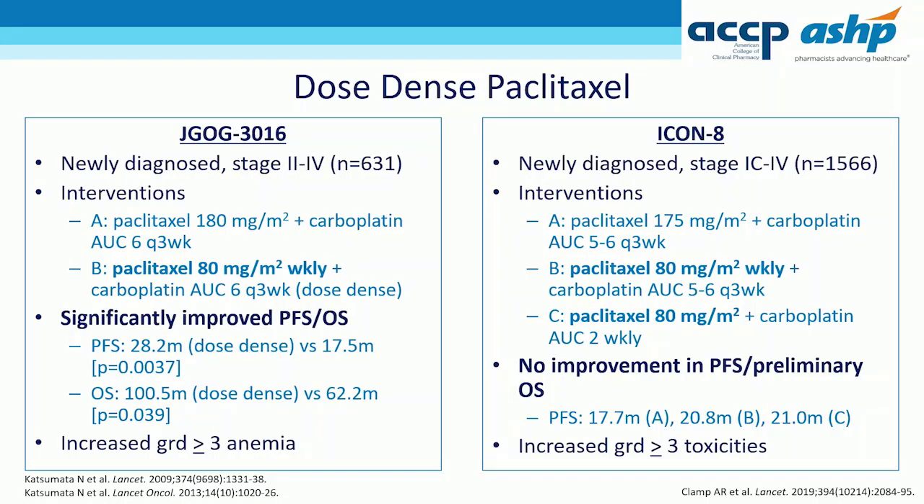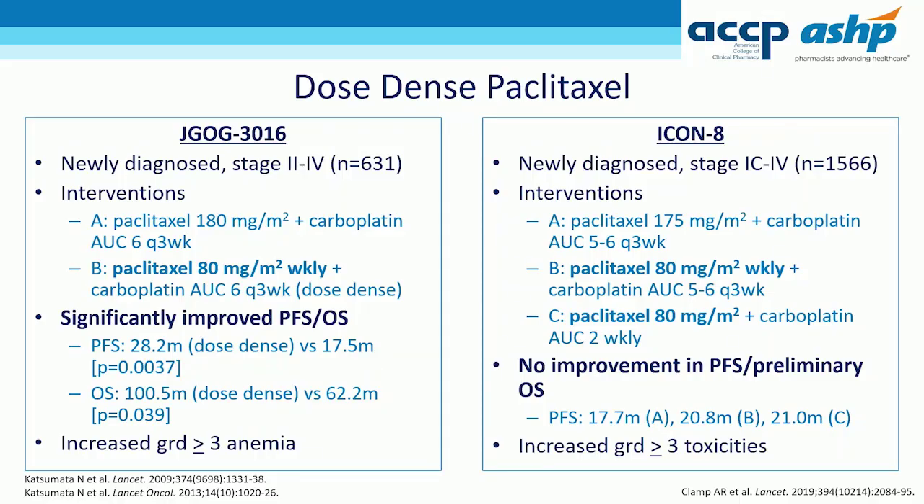So in JGOG 3016, we saw newly diagnosed stages 2 through 4, and the intervention was either the standard carboplatin and paclitaxel given every 3 weeks or carboplatin given every 3 weeks with a weekly paclitaxel. And what we saw in this trial was a significant improvement in progression-free survival as well as overall survival with an increase in the grade 3 anemias.